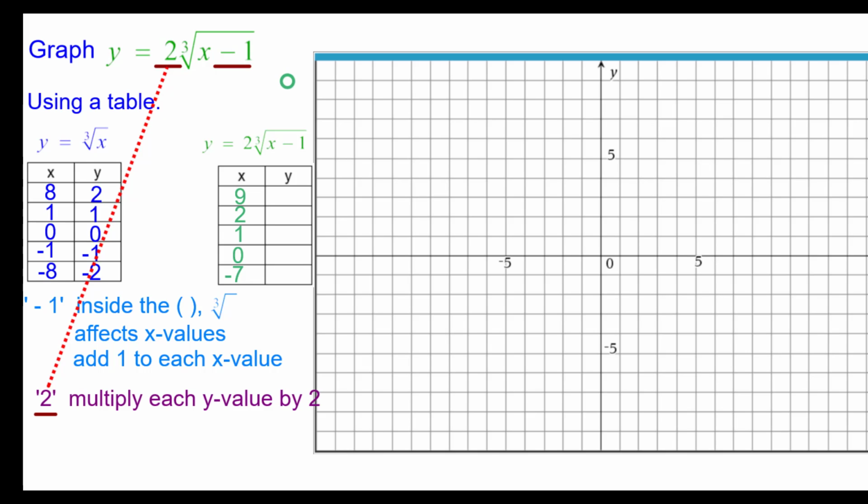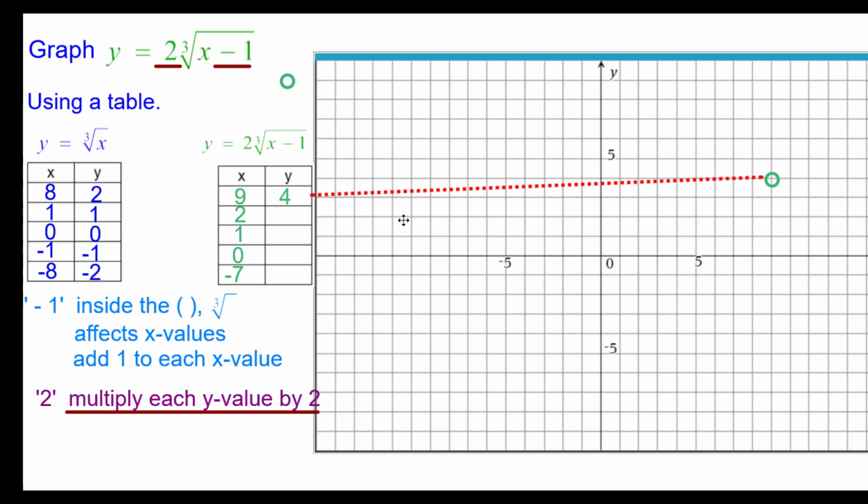The 2 is going to multiply each y value by 2. So we'll start off with this 2 times 2 would be 4. And so we'll plot the point 9, 4. We're going to ask you to finish those 4 ordered pairs, plot them, and finish the graph. Press pause to do so, resume when you're ready.